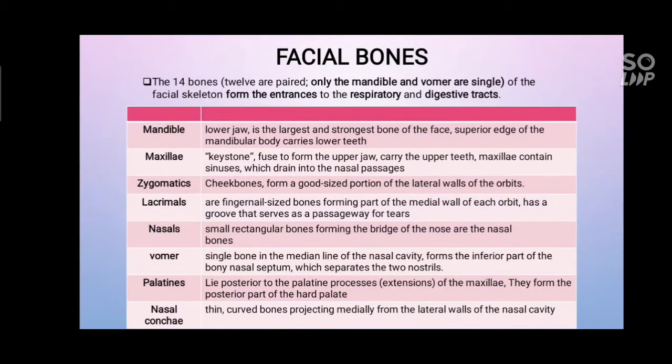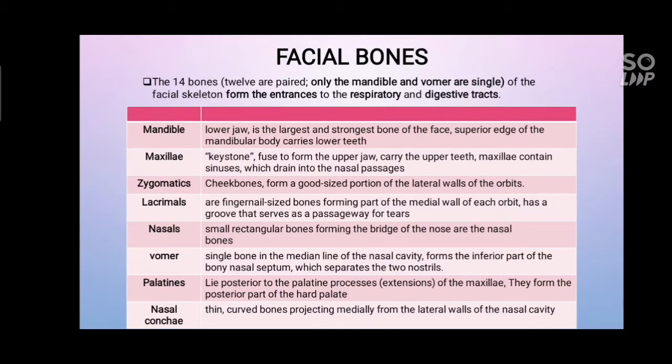Zygomatics, or cheekbones, form a good-sized portion of the lateral walls of the orbits, or yung gilid na tong eye socket natin. The lacrimals are fingernail-sized bones forming part of the medial wall of each orbit, has a groove that serves as a passageway for tears. So, matatagpuan siya sa pagitan ng mata natin, dito sa pinaka-top nung bridge ng nose.